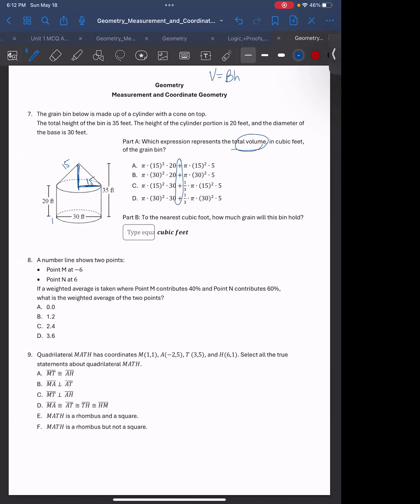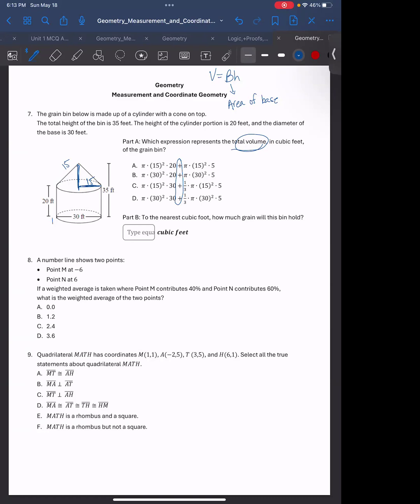Now, big B is the area of the base. What is the shape of the base of my cylinder? A circle. So I would need to find the area of the circle.